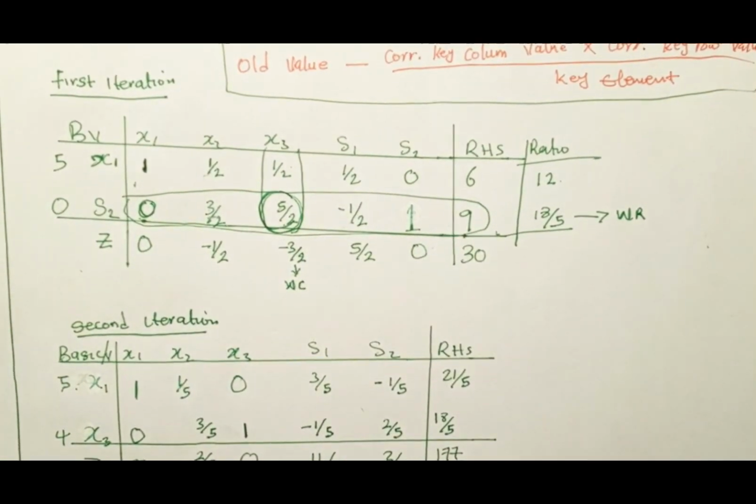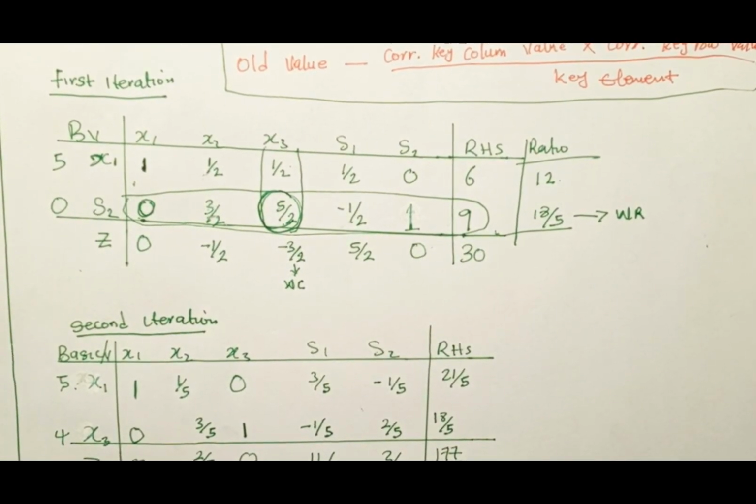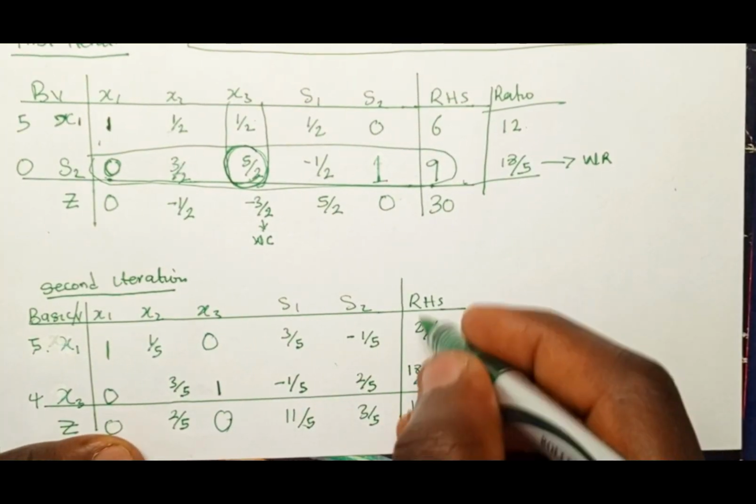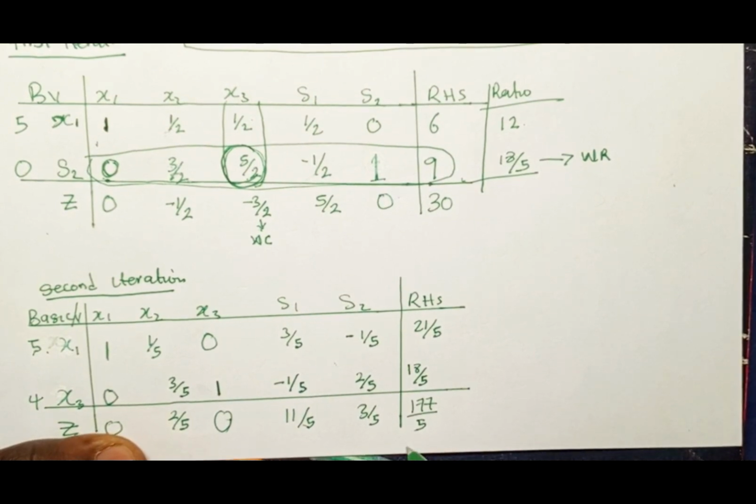So what do we notice here in the Z value? There is no negative again. Everything is positive and 0. So therefore, we are going to stop the iteration. Then all this right hand side is going to be our feasible solution.